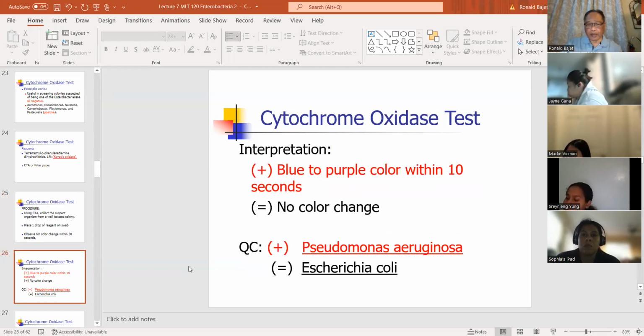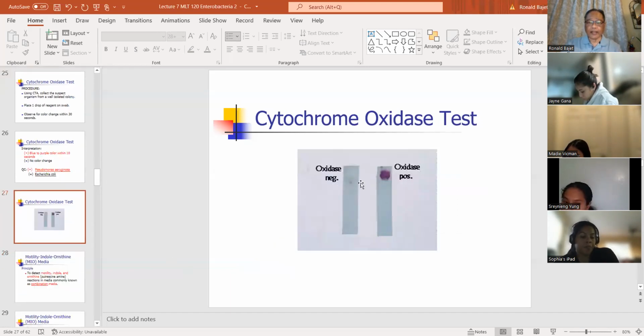Positive is blue to purple color within 10 seconds right away. QC is Pseudomonas aeruginosa, and a negative oxidase test would be any Enterobacteriaceae. It could be E. coli, Enterobacter, Kleb, Serratia. All of those are oxidase negative. Okay, and that's a positive right there with a purple spot, and negative is no purple.